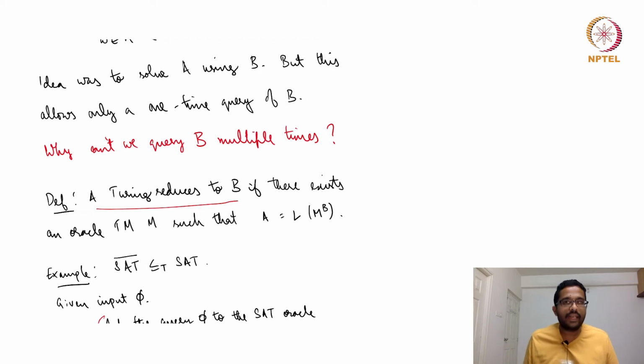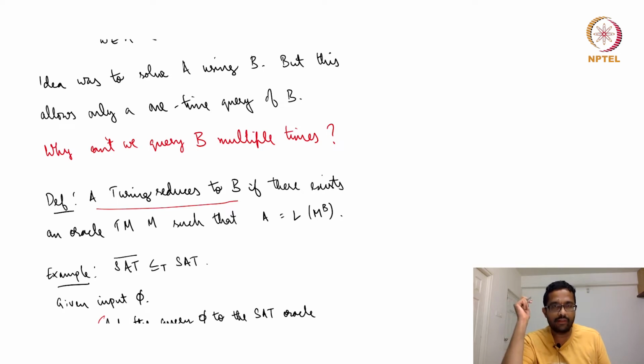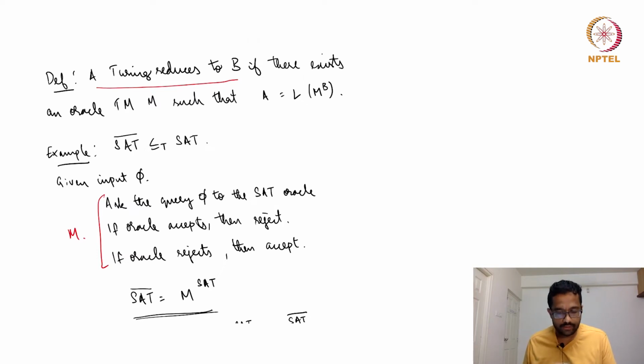So basically we say A Turing reduces to B if A is decided by a Turing machine M with access to an oracle B, a B oracle, right? So we'll see one simple example. It is very simple, and maybe you might feel it is silly, but even this simple or silly example illustrates the power of Turing reduction over many-one reductions, right?